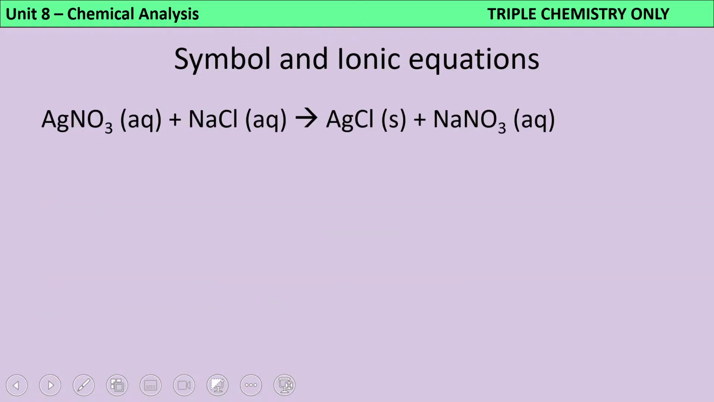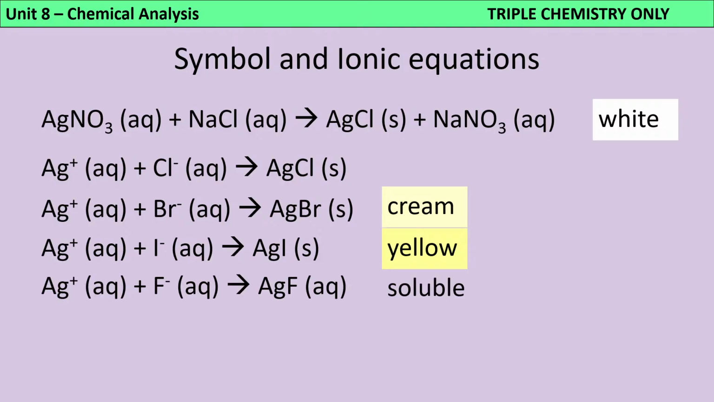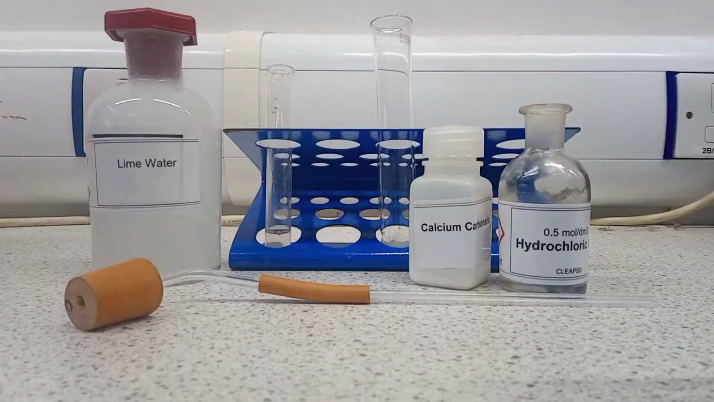Yeah, so that's pretty much all for that. So again, they could ask you to write equations for those. In each instance you're just making the precipitate that you're seeing, a silver halide, and it's a precipitate, so it's got a solid state symbol after it. And if you add fluoride ions, you don't see anything at all because silver fluoride is soluble, so it doesn't make a precipitate, so you can't see it.